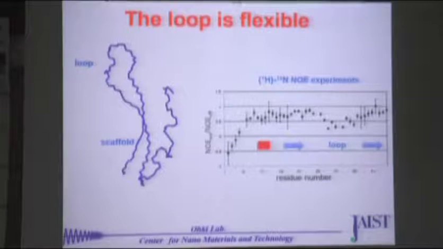This is the result of a kind of dynamics experiment. The vertical line indicates the stability of each residue. So a larger value indicates the region is stable, but a smaller value indicates flexibility.